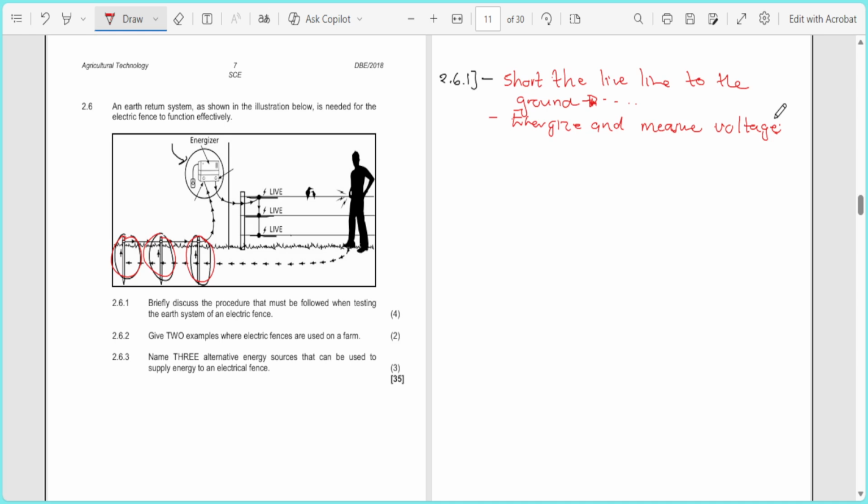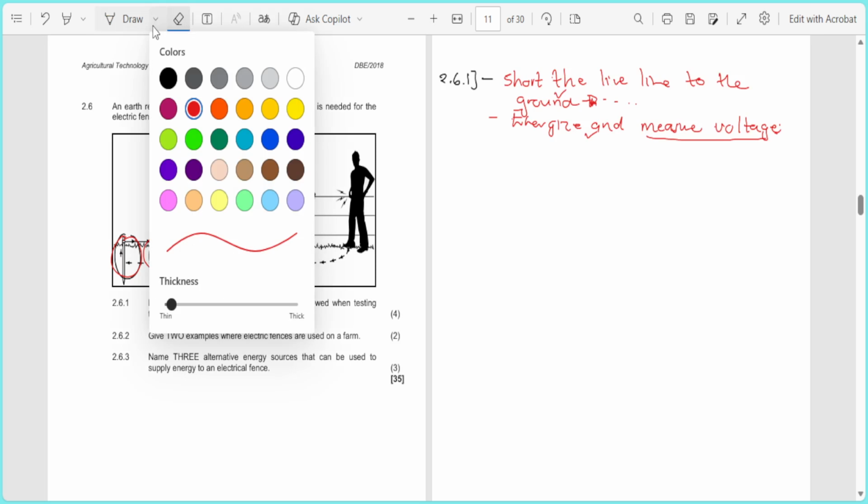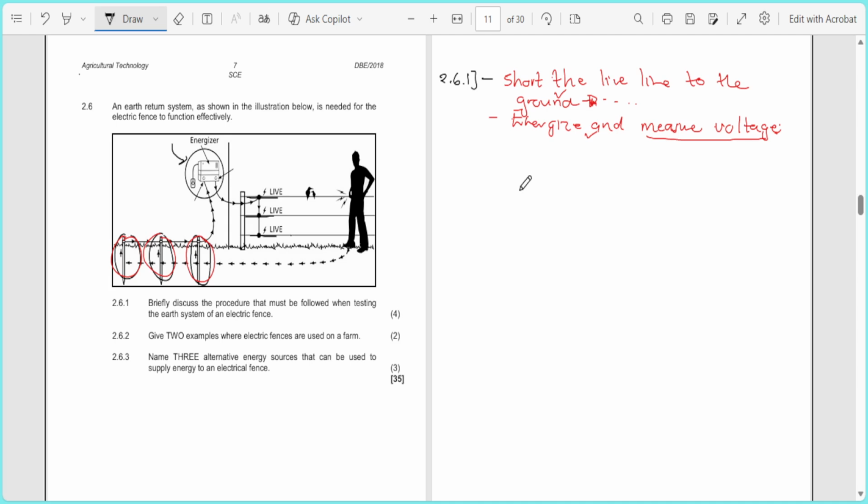Something like that. But we start off by grounding, then we energize and measure the voltage. That is the procedure that is required to have an effective testing of the ET system. Now for 2.6.2, give two examples where electric fences are used on a farm.